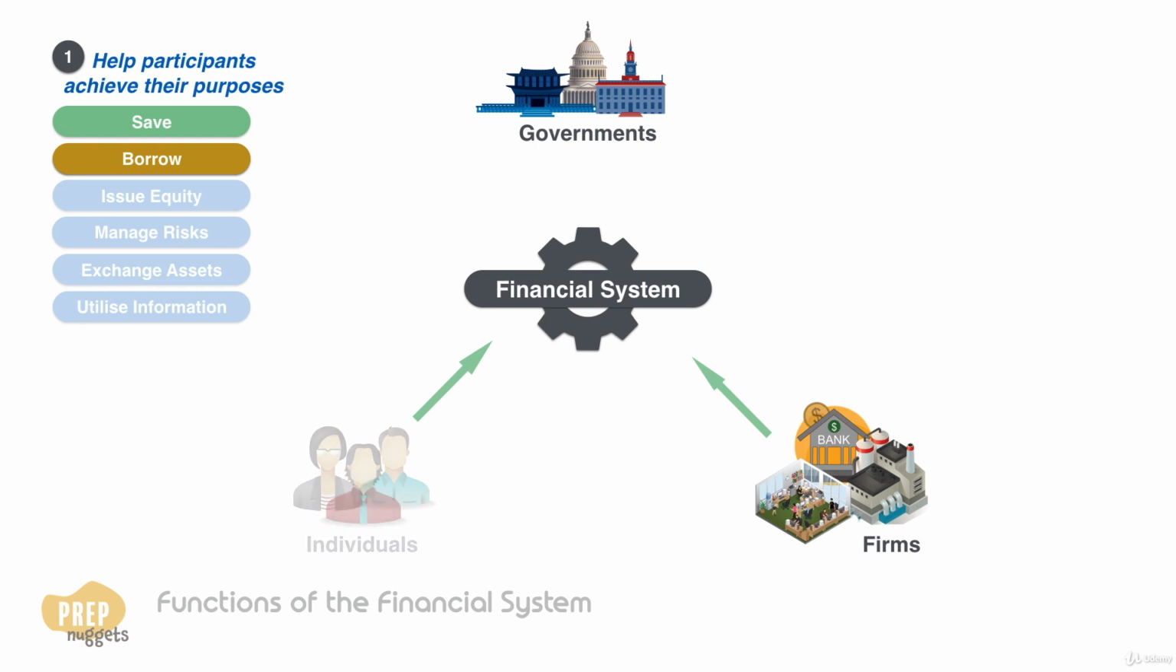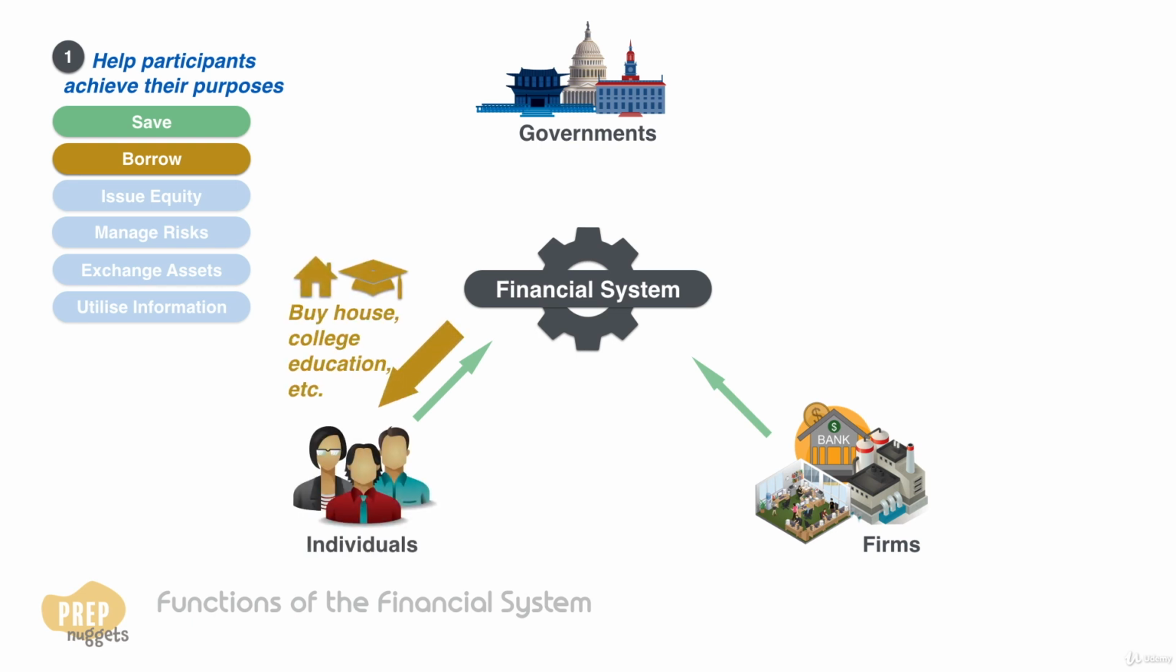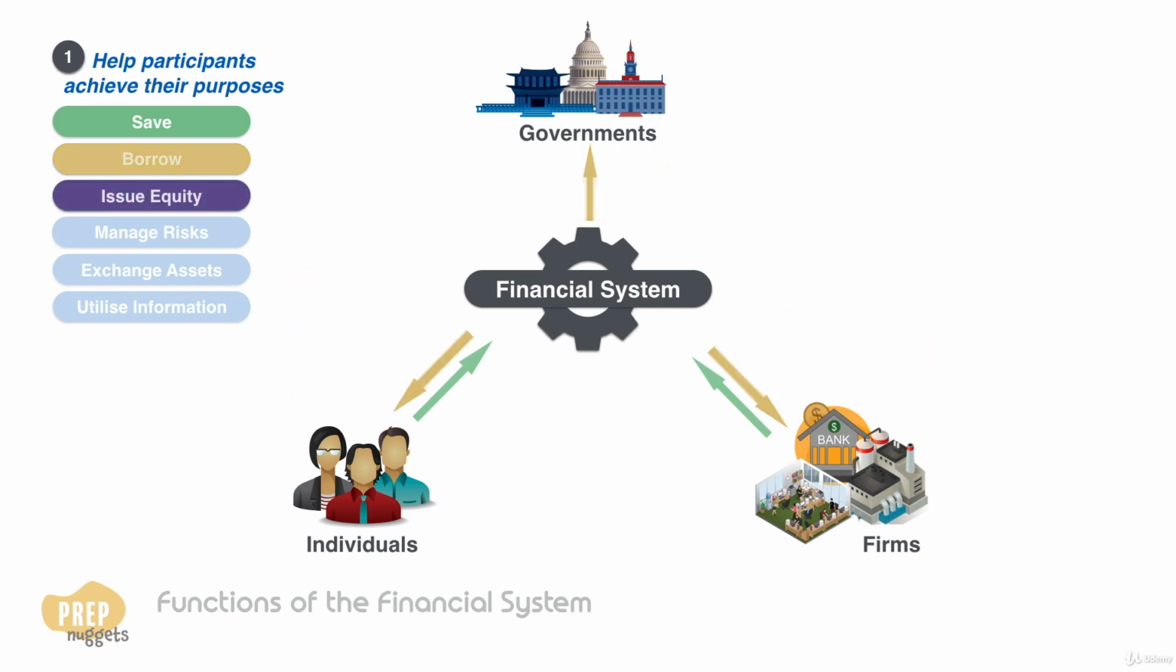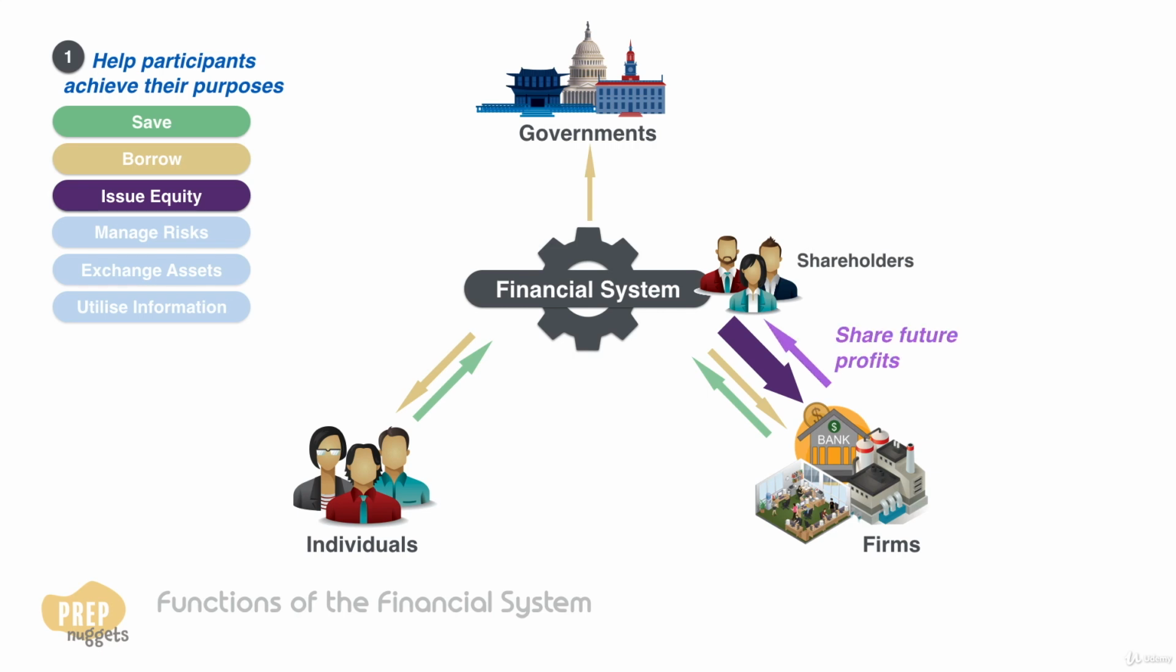Individuals often borrow in order to buy a house, fund a college education, or for other purposes. Governments may borrow by issuing debt to fund their expenditures. Firms may borrow in order to finance capital expenditures and for other activities. Besides borrowing, firms can raise capital by issuing equity, where the capital providers become shareholders of the company and will share in any future profits.